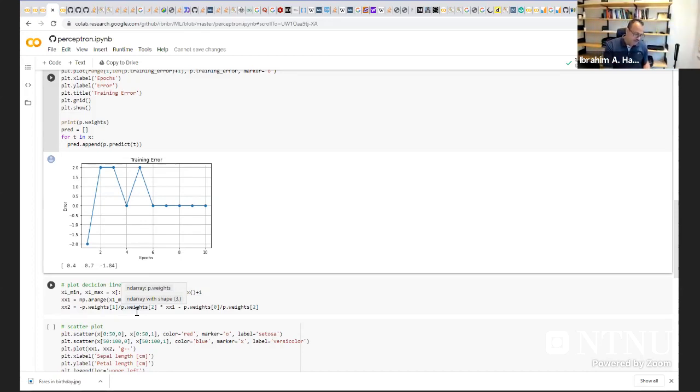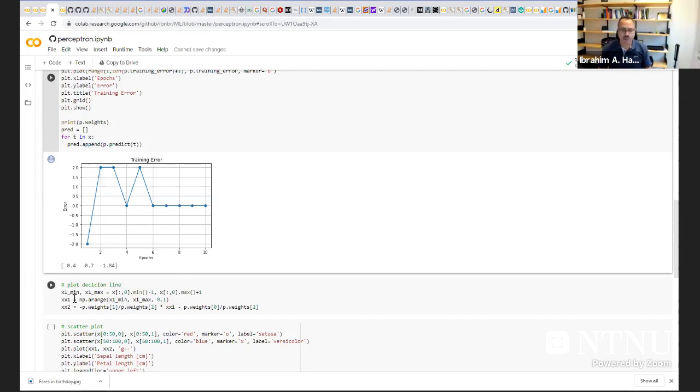So simply, if I assume values for x1, I need to find x2. So in this case, minus 1.84 x2 equals minus 0.7 x1 minus 0.4. I need to find x2. So in this case, x2 will be 0.7 divided by 1.84 x1 minus 0.4. So this is the equation of the decision line, if we need to plot it.